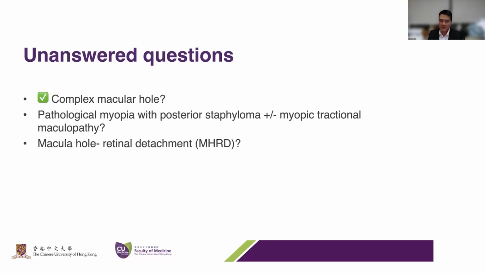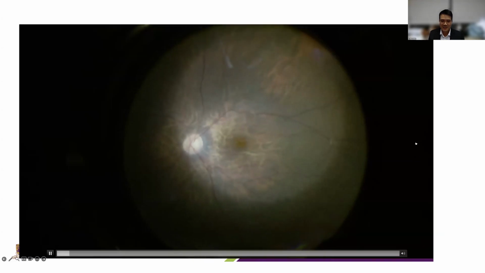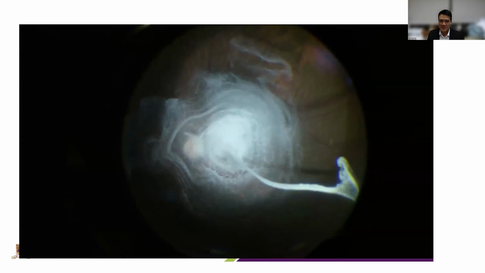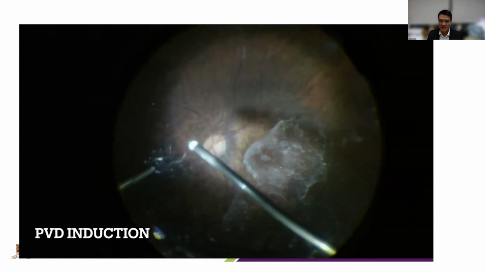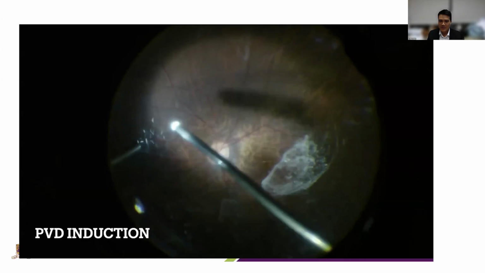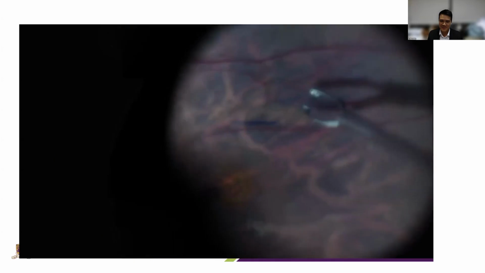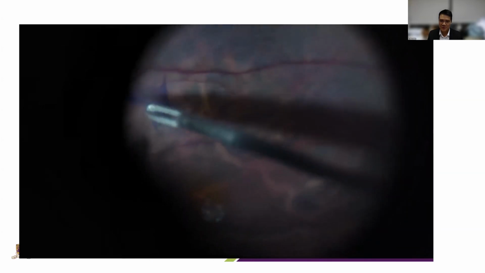What about high myopia with concomitant macular hole with myopic tractional maculopathy? Would it work? So you can see this is a large macular hole in a high myopia patient with MTM. So in high myopic patients, I always use IVTA to assist the PVD induction. In high myopia, you have to be very lucky to not need to perform the PVD induction. And then I proceed to the temporal ILM peeling as usual.